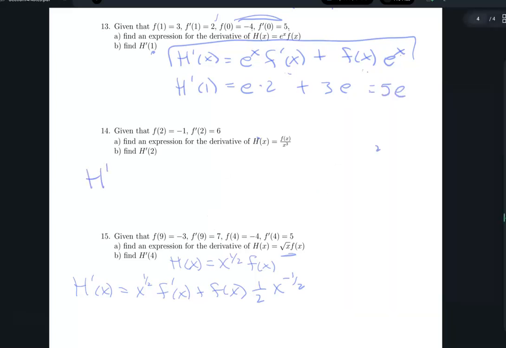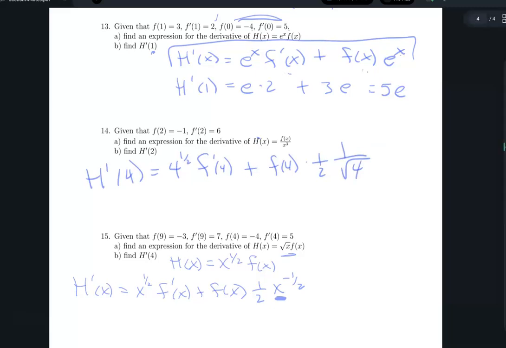So h prime of 4. So here I have 4 to the 1/2, f prime of 4, plus f of 4, and then times a 1/2, and this would be 4 to the negative 1/2. So can you see that that would be 1 over the square root of 4?